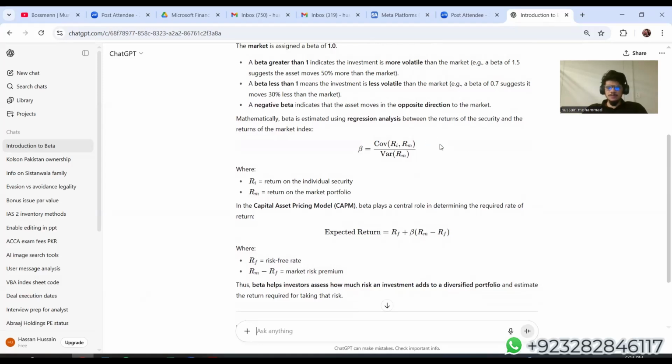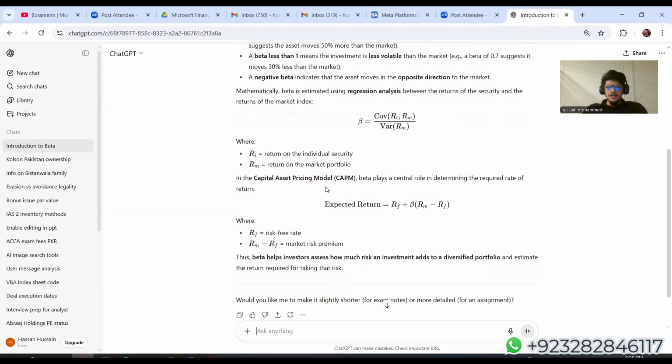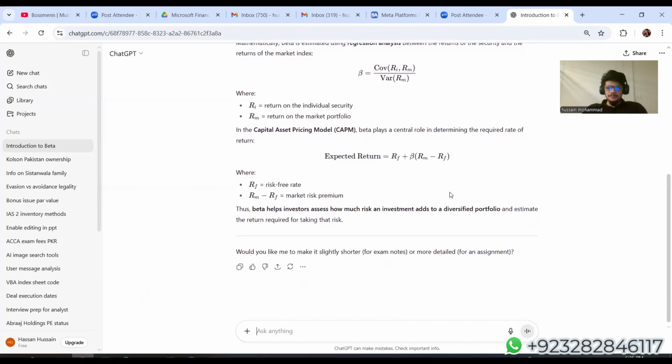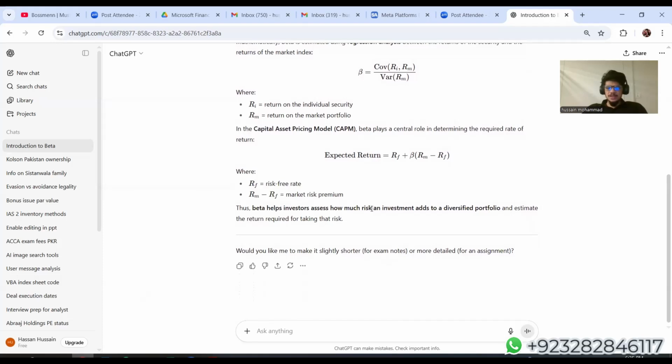Mathematically, beta is estimated using regression analysis. Again, people from CA, ACCA, and CFA would know this formula. It is very simple: the covariance between the return of the stock and the return of the market, divided by the variance of the return of the market. The Capital Asset Pricing Model is basically the cost of equity calculation, and it is Rf plus beta times (Rm minus Rf). Thus, beta helps investors assess how much risk an investment adds to a diversified portfolio and estimate the required return for taking that risk.